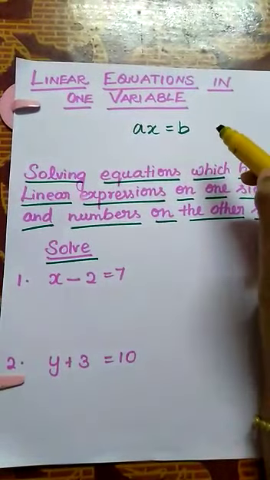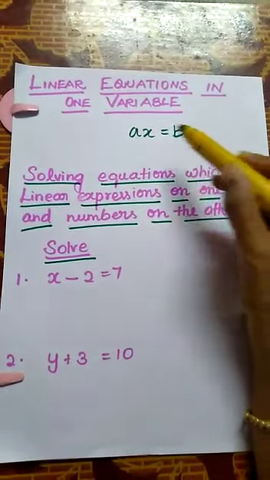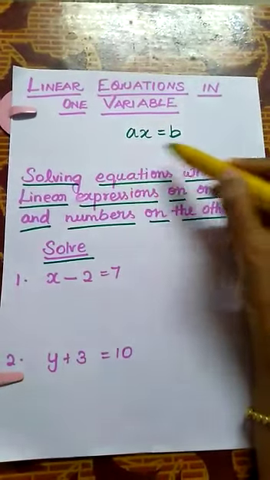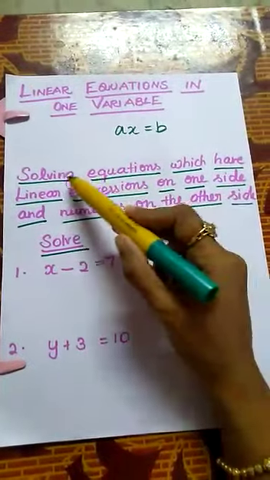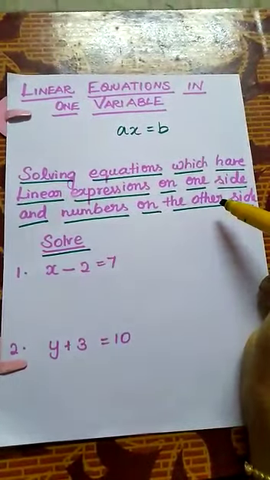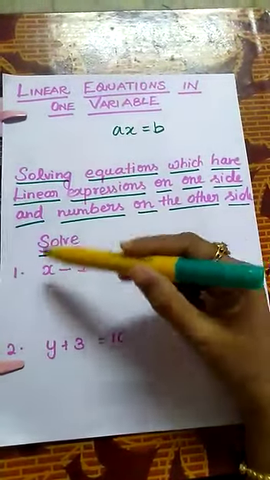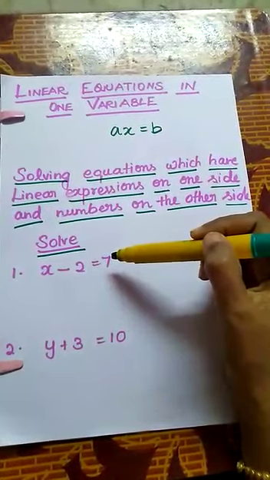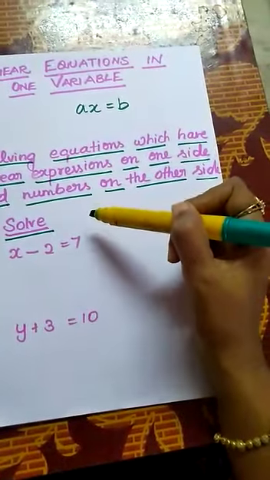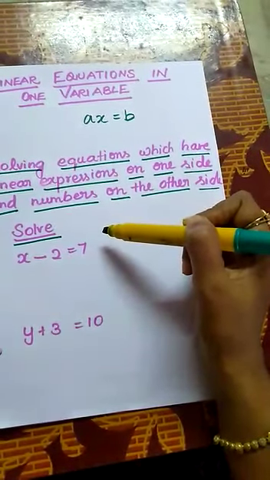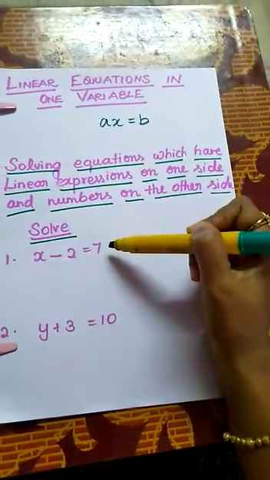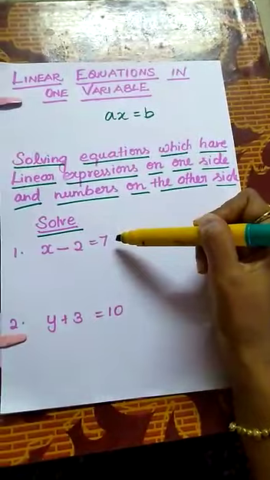To find the solution of a linear equation in one variable, we assume that the two sides of the equation are balanced. We are free to perform the same operation on both sides of the equation. First, solving equations which have linear expressions on one side and numbers on the other side. We transpose the numbers from LHS to RHS and simplify. Then we divide both sides by the coefficient of the variable to get the solution. Finally, we check the solution by substituting it in LHS and checking whether RHS is obtained or not. If LHS is equal to RHS, the solution is said to be valid.